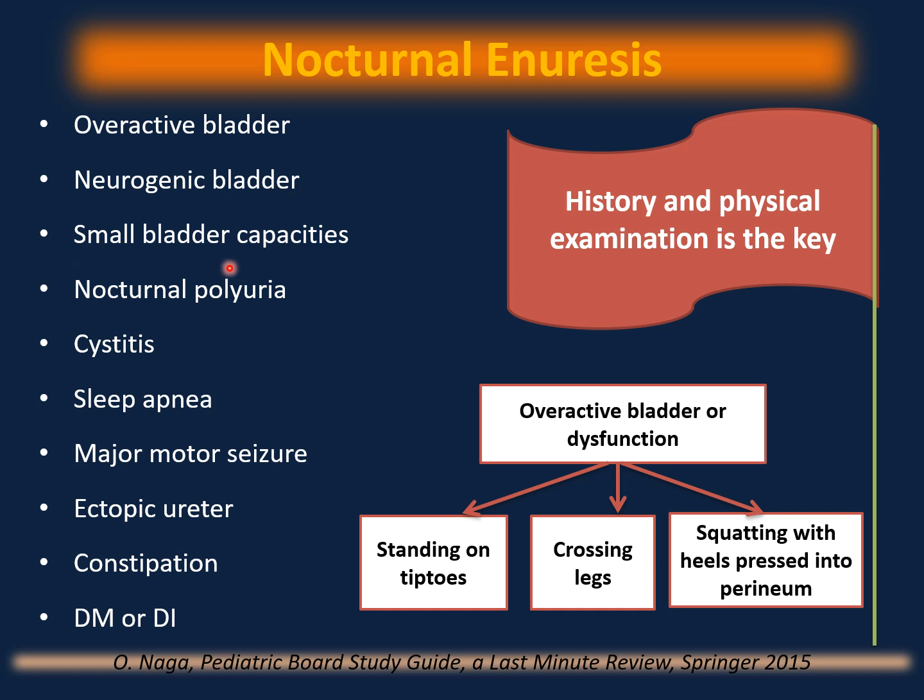Small bladder capacity, the bladder is too small, cannot hold too much urine. Excessive urination at night, nocturnal polyuria, cystitis infection. Sleep apnea, obstructive sleep apnea, very important to know that it can be associated with nocturnal enuresis. So if you remove the adenoids, if you remove the tonsils and no more sleep apnea, this will correct the nocturnal enuresis with no further treatment.